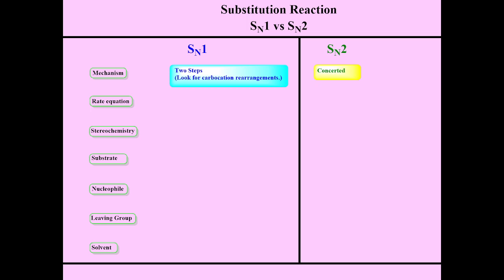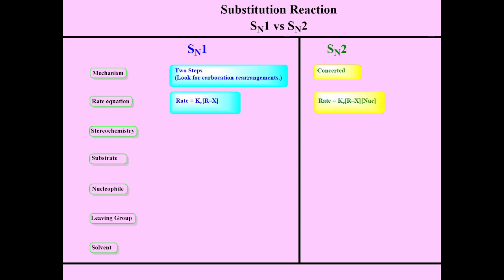In terms of mechanism, SN1 follows 2 steps because it forms a carbocation intermediate, and then the nucleophile comes and gives the product. So it involves 2 steps. Whereas SN2 is a concerted process. This is a single step reaction where the nucleophile comes from the back at 180 degrees, opposite to the leaving group, and the leaving group departs, with both happening simultaneously. So this is a concerted process.